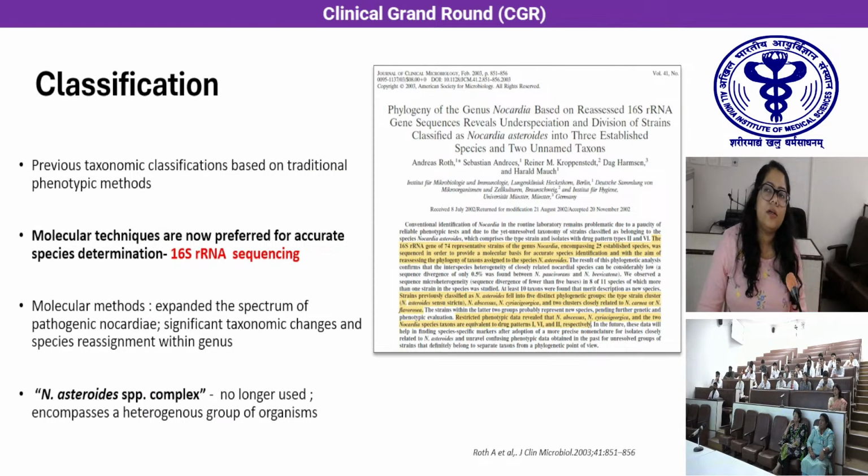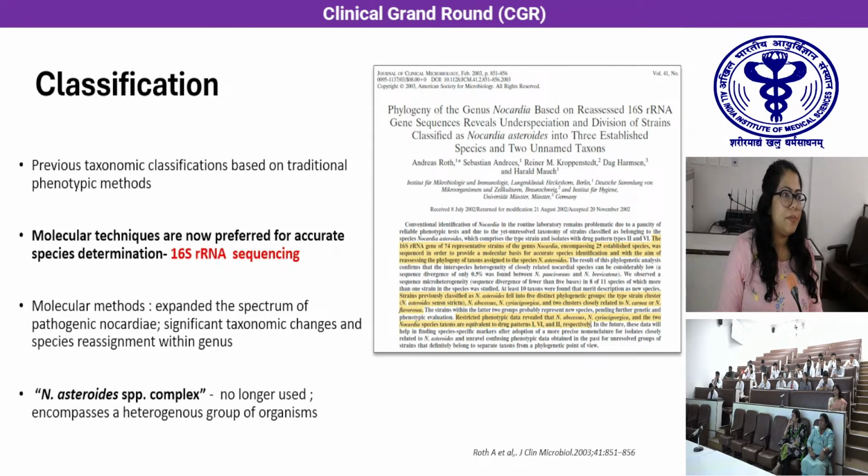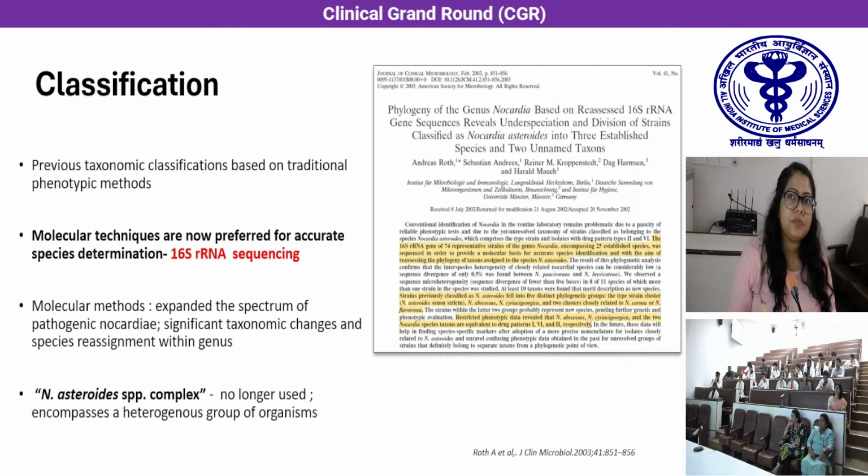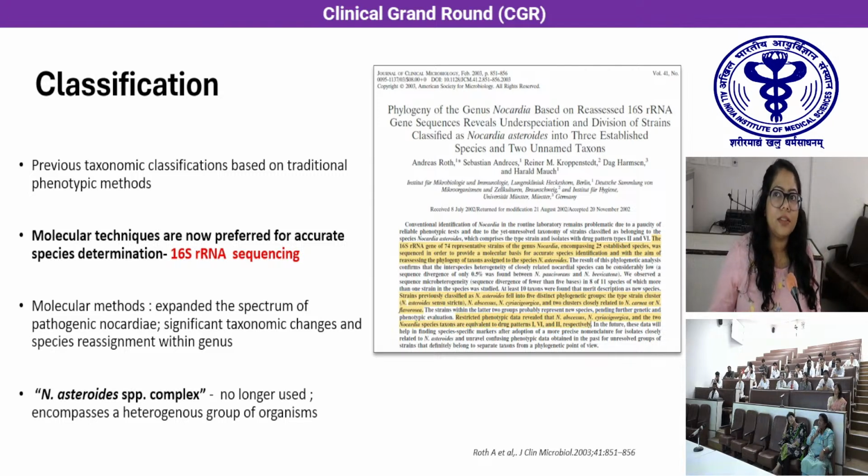But following this, all the previous taxonomy classifications were based on phenotypic methods. But as of now, we are more relying on molecular techniques for accurate species determination, and 16S rRNA sequencing is considered as the gold standard. So the advantage of molecular method is that it has helped in expanding the spectrum of pathogenic Nocardia. And following the molecular techniques, there have been significant taxonomic changes which have occurred, and we were able to reassign the species within different genera.